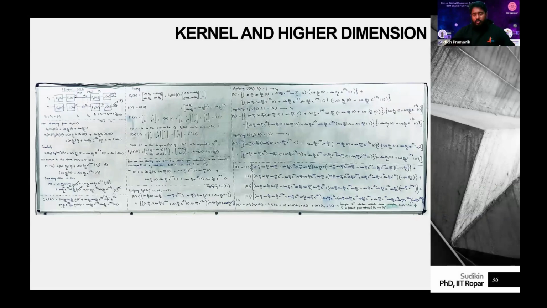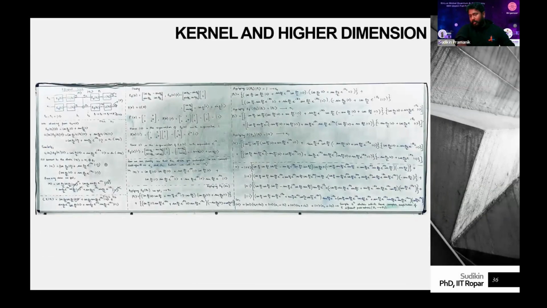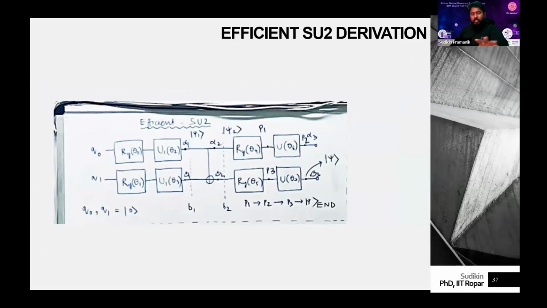Okay. So what you saw in the last slide, that derivation is what you find out at the end of this slide. Now it's very small, so let us look into it. So this is the efficient SU2 diagram, right?